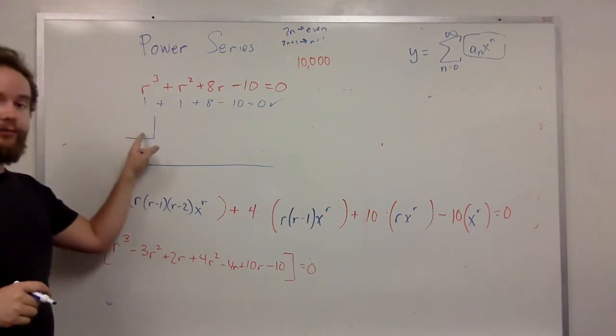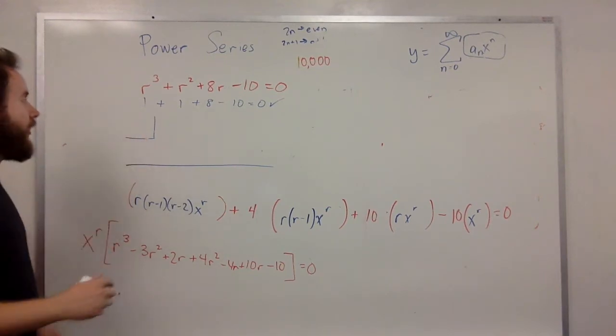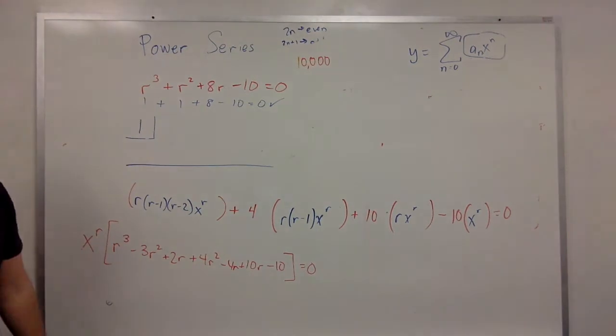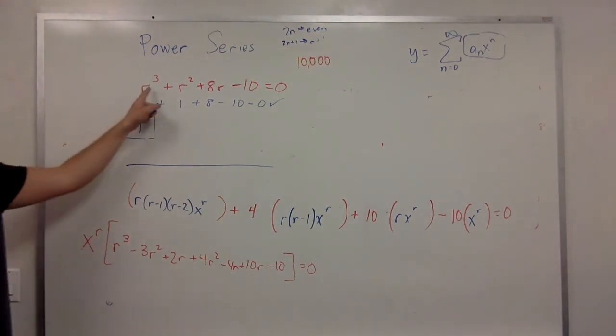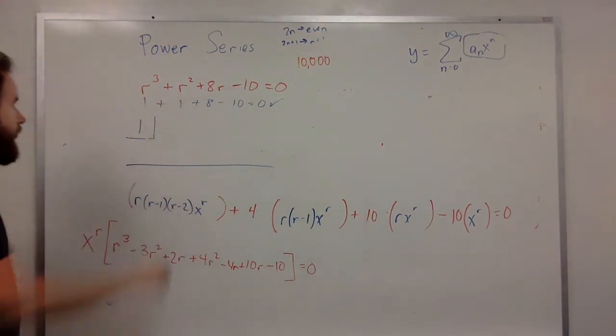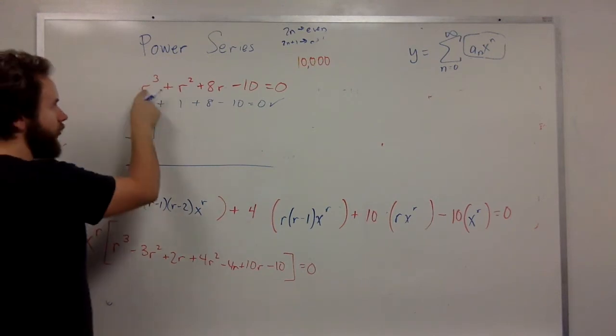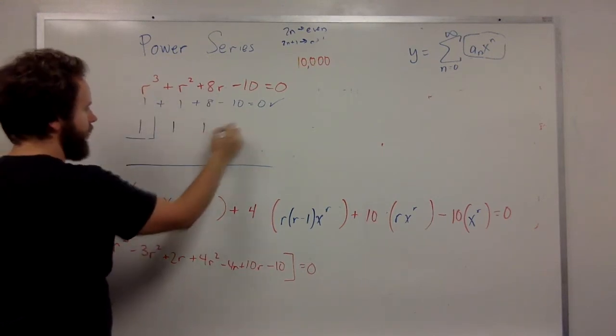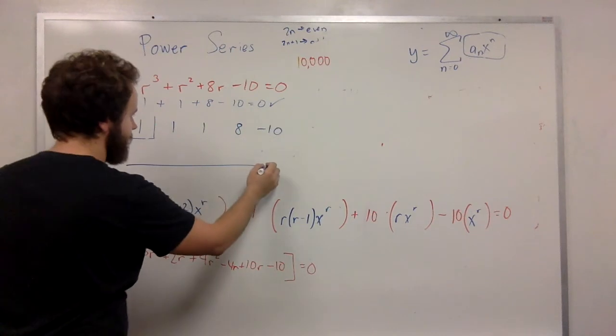You put the number that is the root, which we found, r equals 1, here in that box. And then you list the coefficients of the polynomial in descending order. So I should say in descending degree order: 1, 1, 8, negative 10.